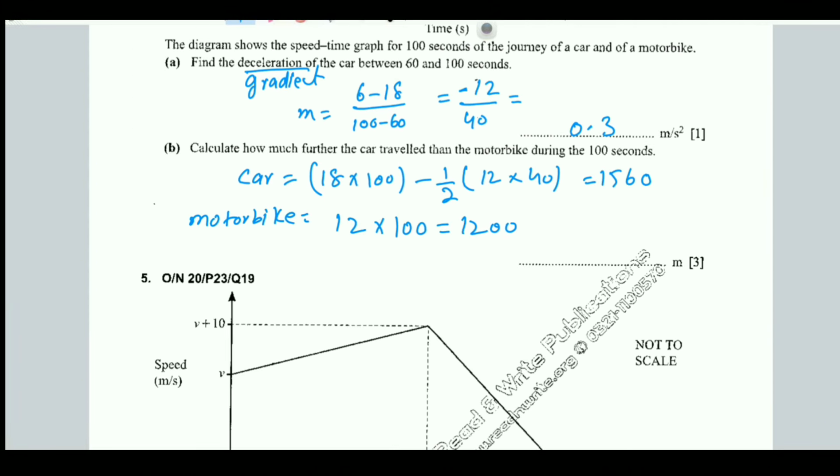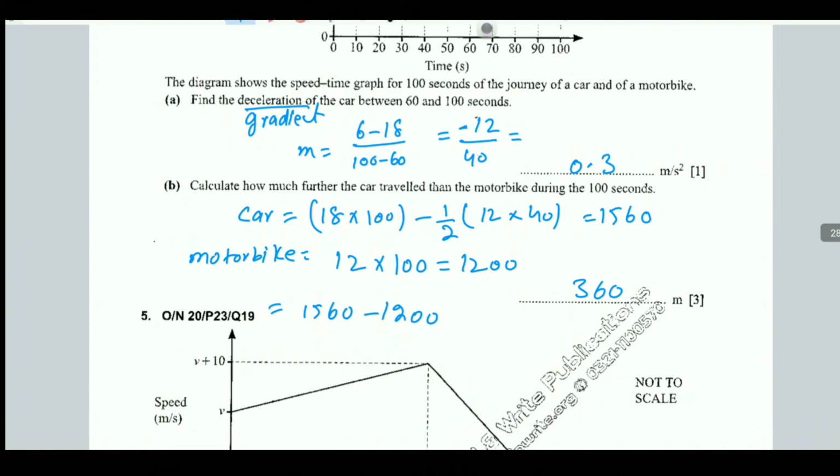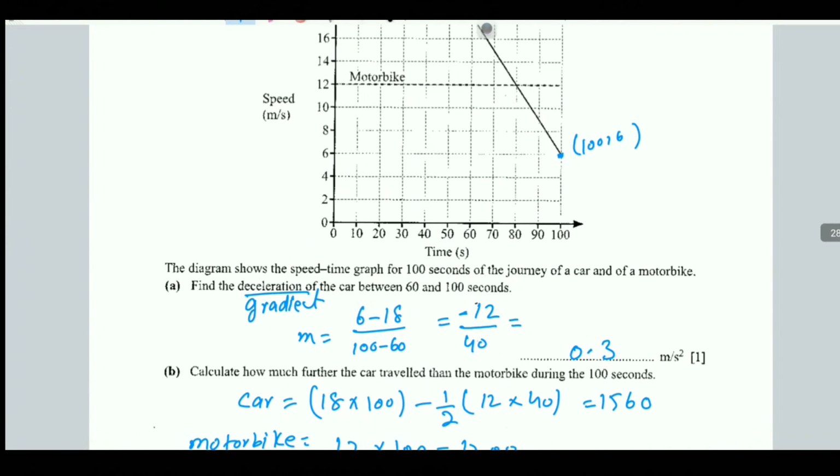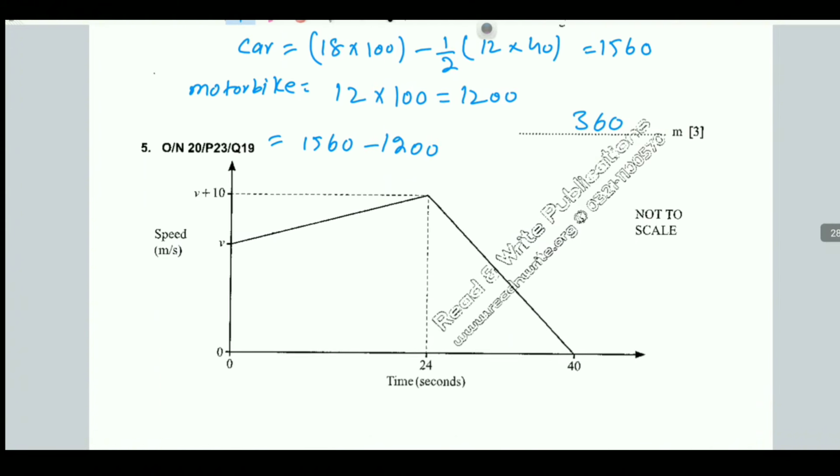So now the difference is 1560 minus 1200, that is 360. So 360 is the difference between these two areas. So this will be your final answer.